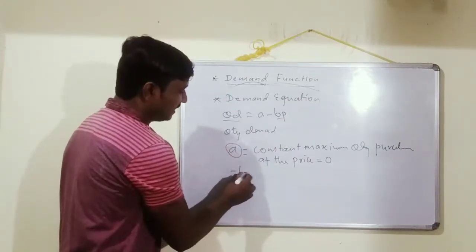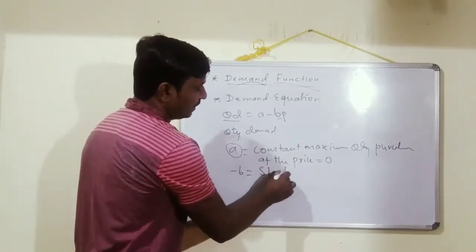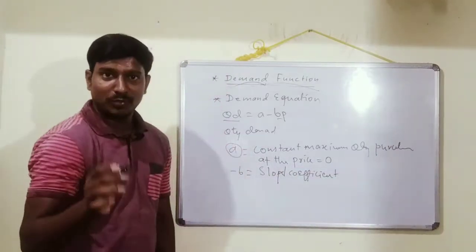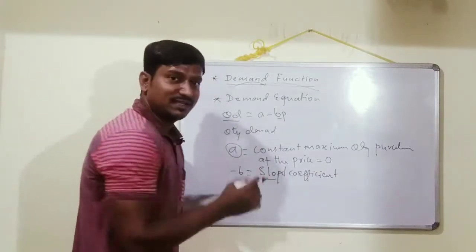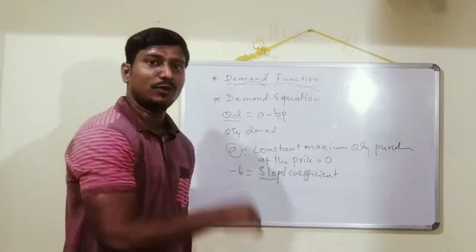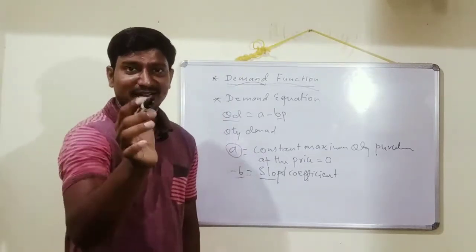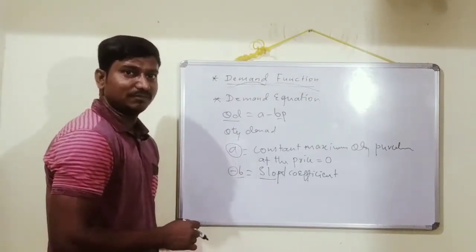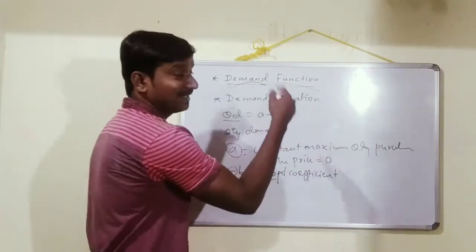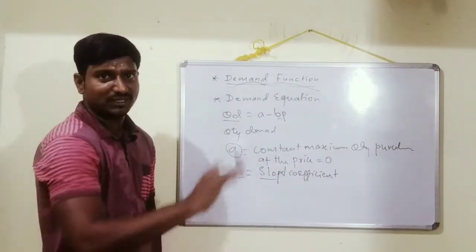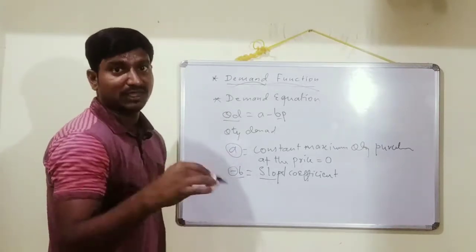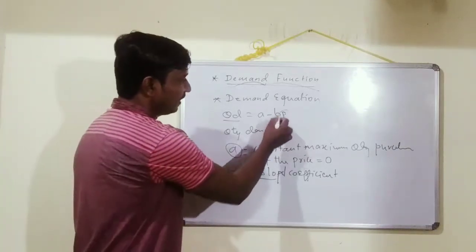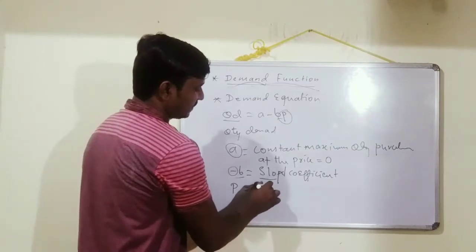And coming to B, that is minus B, which is called the slope or coefficient. Slope means the ratio of change in the determinants and the quantity demand. That is what we mention through minus B. This minus indicates there is an inverse relationship between the determinants and the quantity demand, which we already know. And coming to P, P is the price.